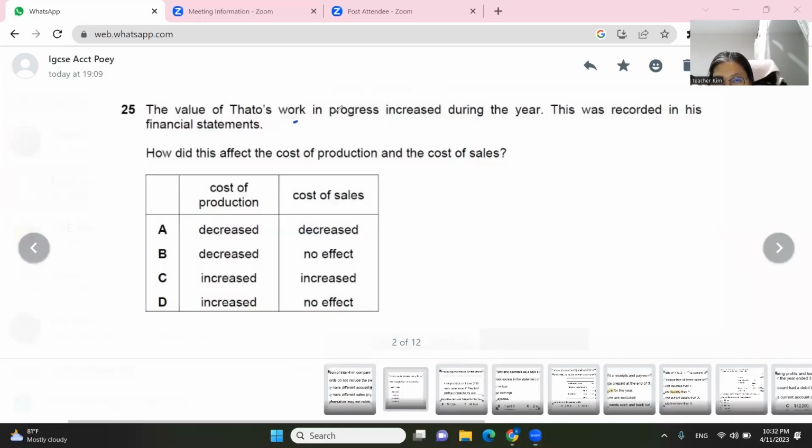Okay, this one is work in progress. That means this is a manufacturing account. Okay, so work in progress: WIP opening more than opening inventory, less than closing inventory.